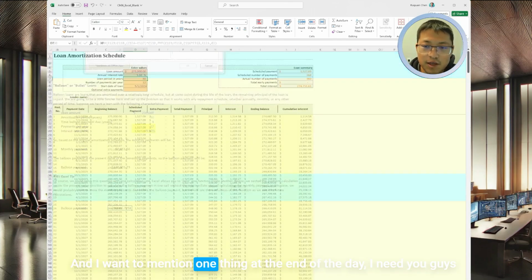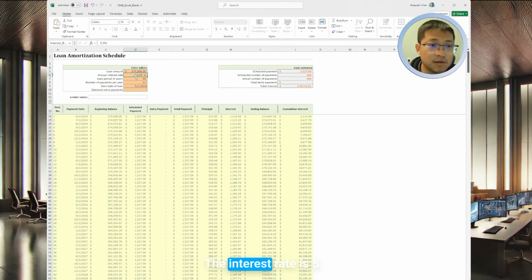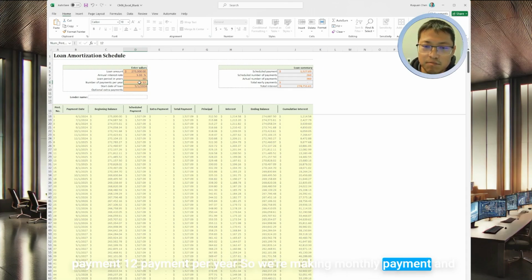And I also mentioned one thing. At the end of the day, I need you guys to be able to make a loan amortization table, something like this. Right? So if you were given a loan amount of $275,000, the annual interest rate, okay, pay attention here, the interest rate is 5.3%. Okay, so this is per year. And the loan period is 30, but we're going to make 12 payments per year. So we're making monthly payments. And I would like you guys to be able to come up with a table like this.